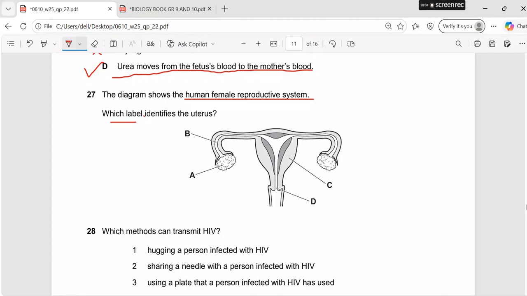So which label identifies the uterus? Is it A? Is it B? Is it C? Is it D? If you look, A is ovary. B is fallopian tubes. C is uterus. D, cervical opening. So very easy. C. 27 C.